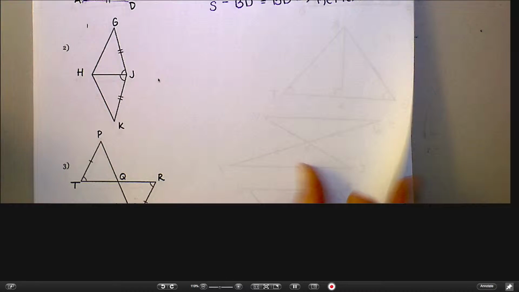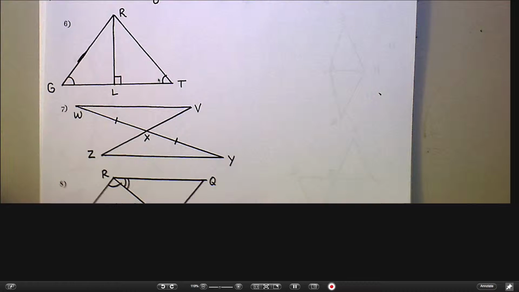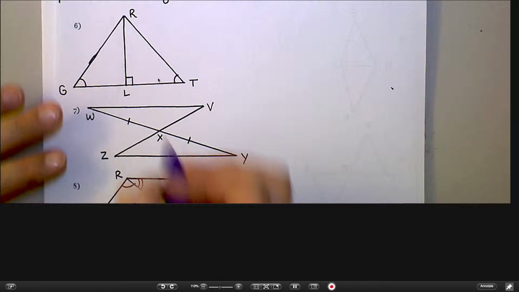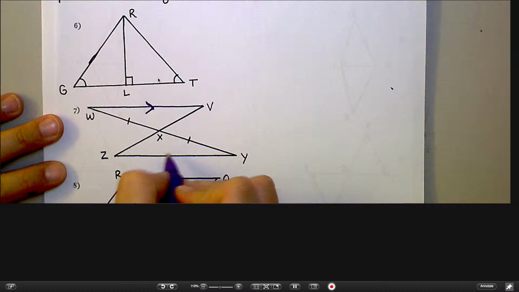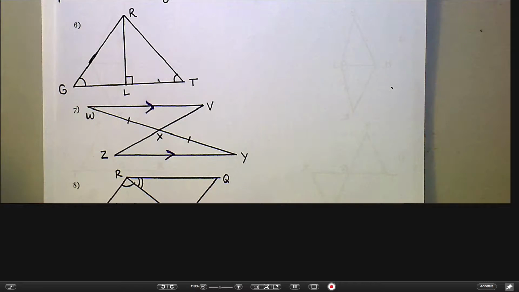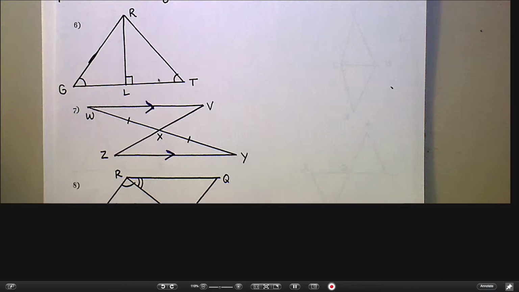The one thing I would like you to do right now before you start is flip over to number 7. Number 7, I left a marking out of the diagram. I would like you to mark that side WV is parallel to side ZY. Okay, that should have been part of your original markings. Remember, those arrowheads mean that those sides are parallel. And then I want you to think about what you know with parallel lines. That's going to get you some more information in this problem.